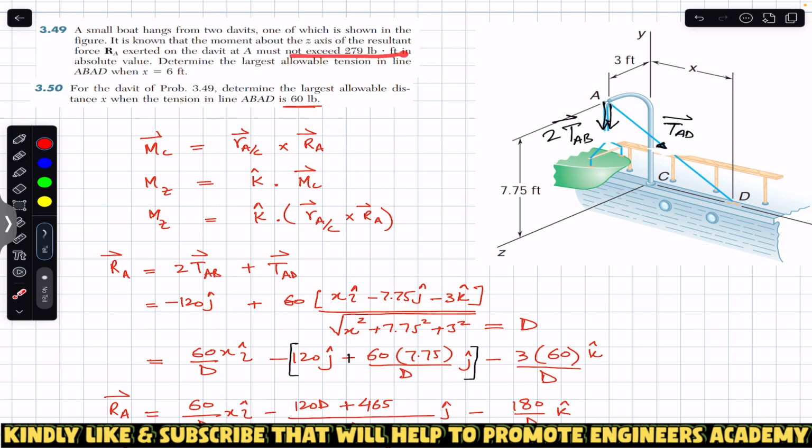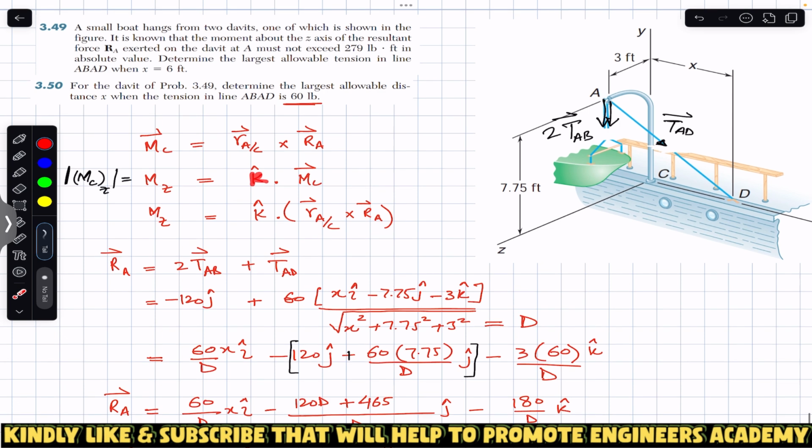Since we are given the moment about the z-axis, if we take the dot product of this moment with the unit vector along the z-axis, that will give us the z component of the moment about point C, the magnitude of the moment that is acting at point C. So that magnitude is equal to the dot product of the unit vector along the z-axis, which is k, with this MC vector. Since this is a dot product, this will always give us the magnitude of the moment about the z-axis.